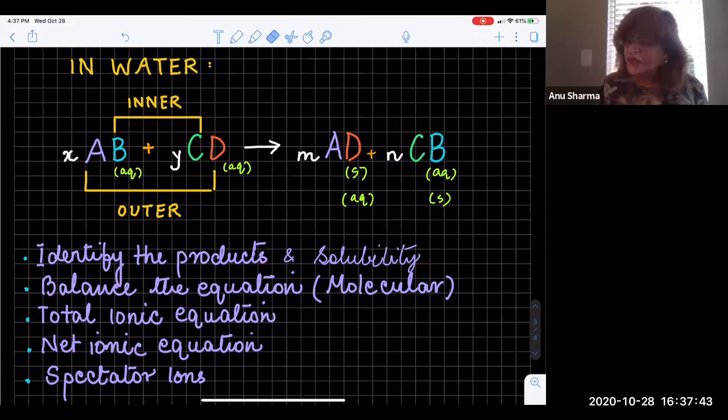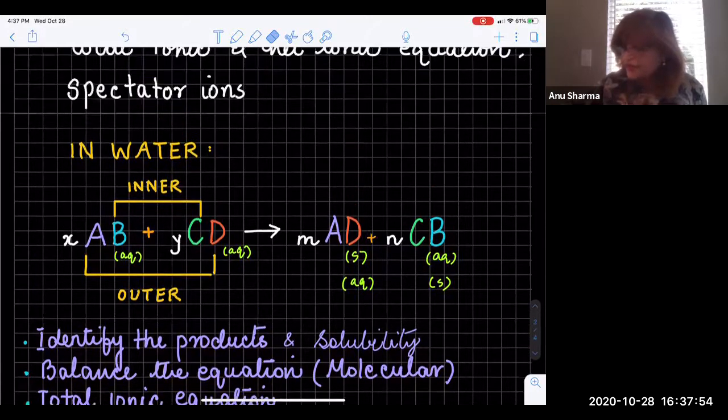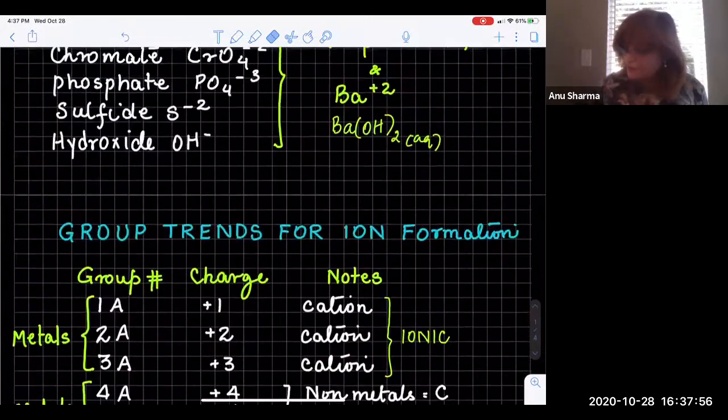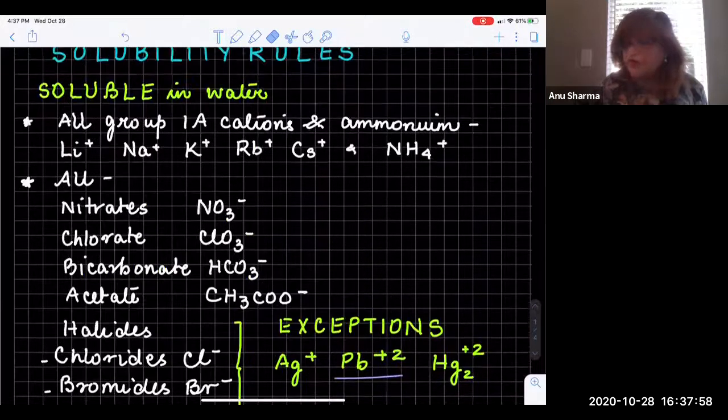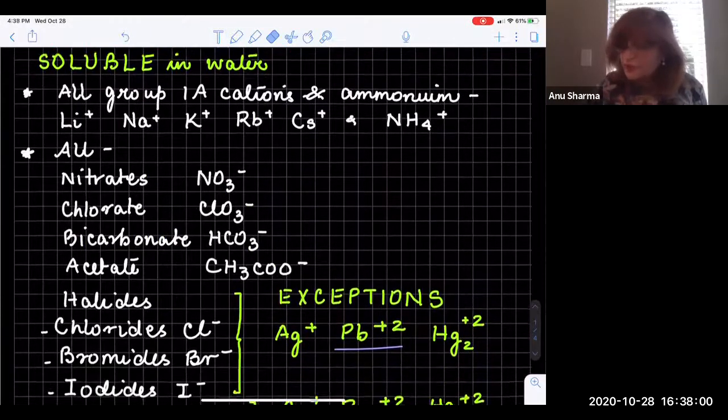And so in this problem we are going to identify what are the products formed, what is the solubility of those products. Then we will look at balancing the equations, total ionic, and the net ionic. Before even we start, we need to do a little review on the solubility in water.